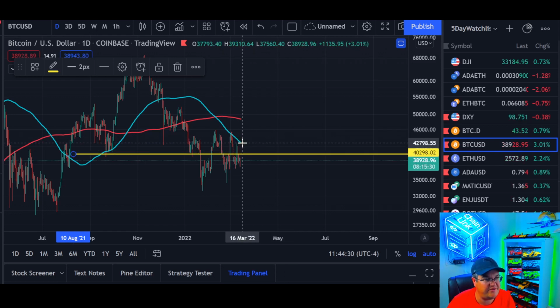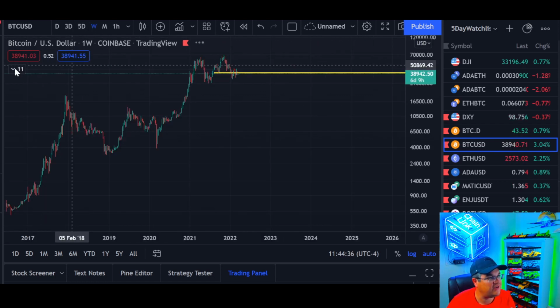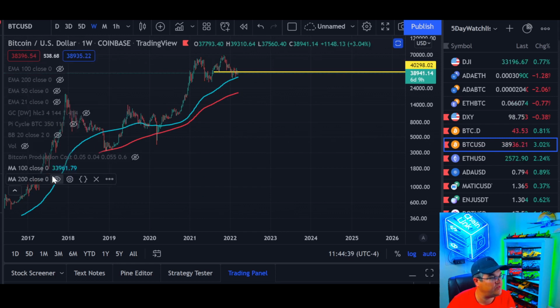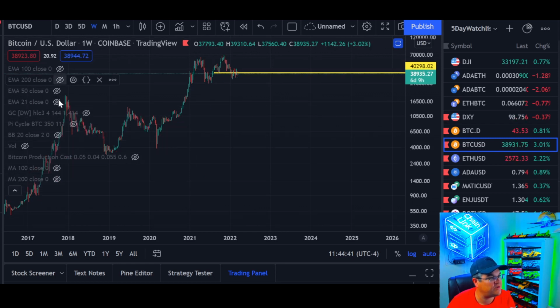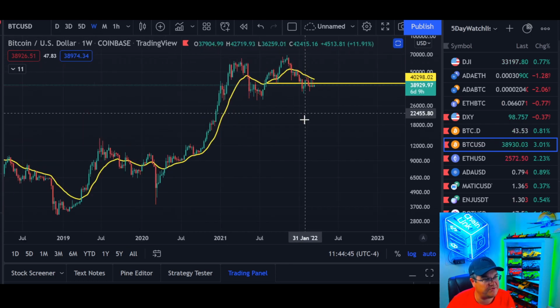Obviously, we want to get above the 100 day. We can put on our 21. Let's put on our 21 here. Let's actually put this on the weekly and see what we got. And let's remove these guys. Let's put on our 21 week and take a look-see. So let's zoom back in here. Here's our 21 week EMA.